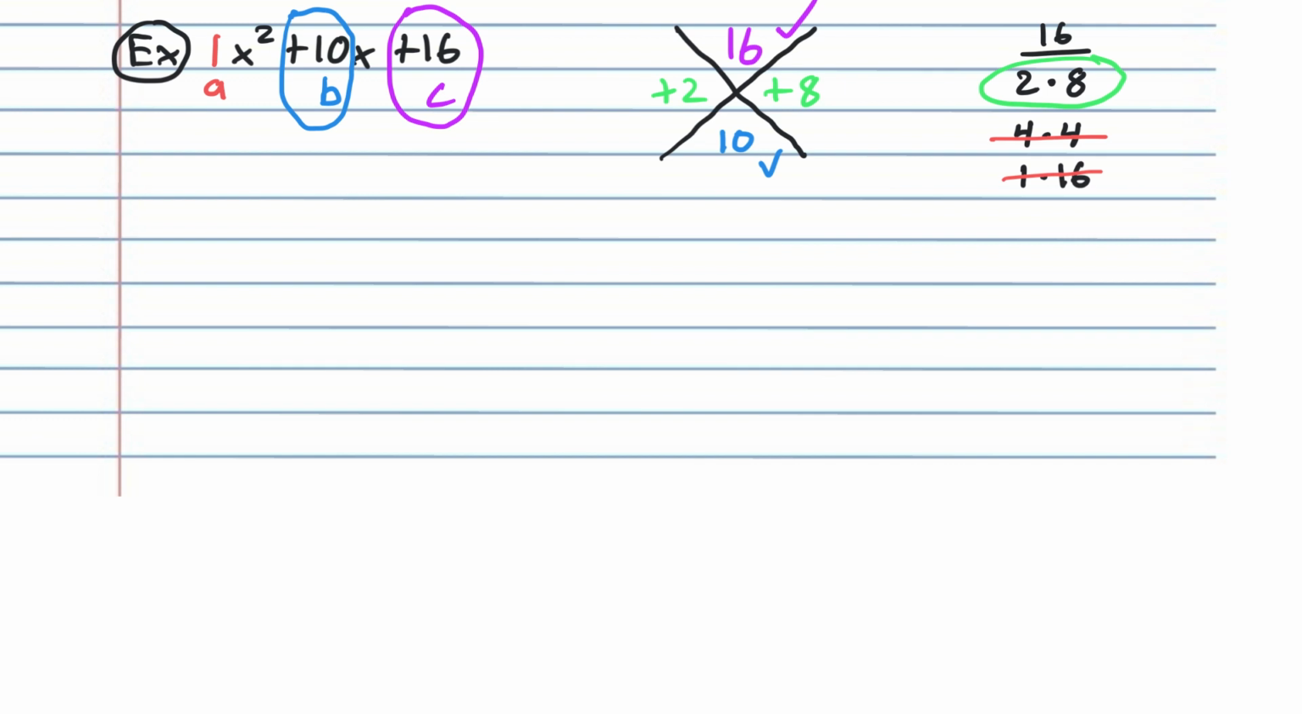So what we do is we set up 2 sets of parentheses, and we put an x in front of both. Okay? Because we know our answer should look like that. And the whole idea of doing this x method is that those 2 numbers that go on the sides, the ones I have in green right there, those end up being what goes in your parentheses over here. So plus 2 and plus 8. Okay? And as long as you did the x method correctly, that's your answer.